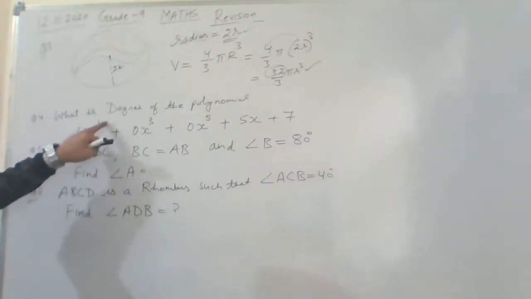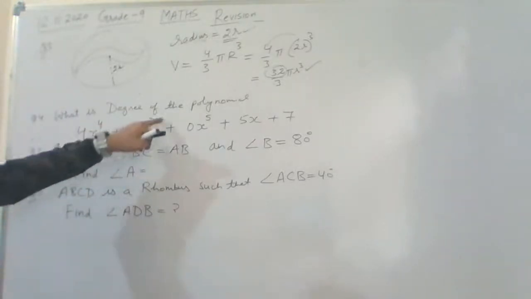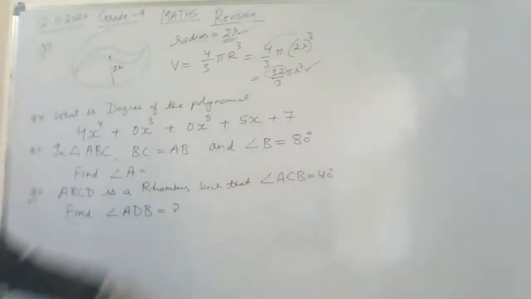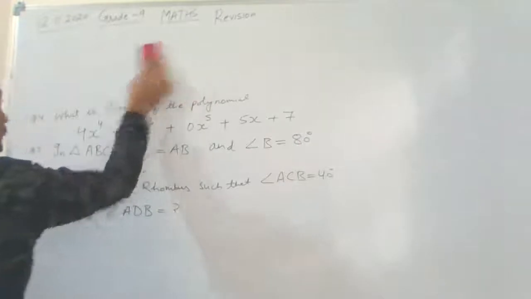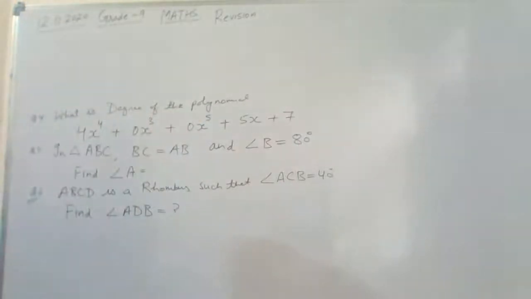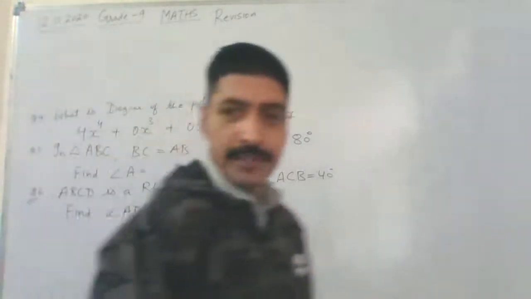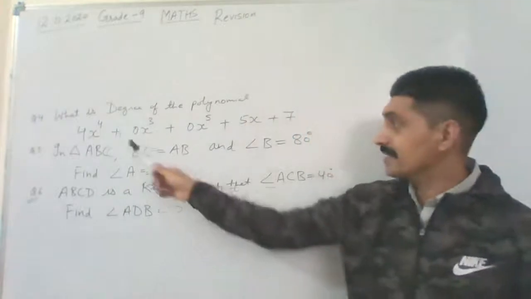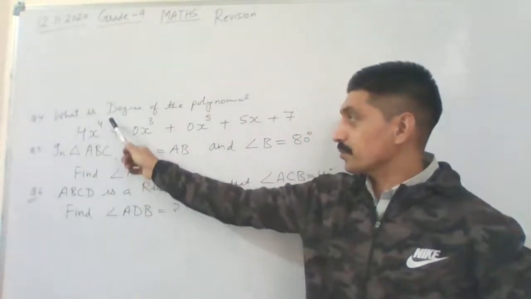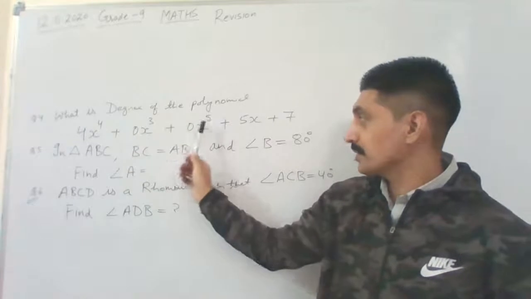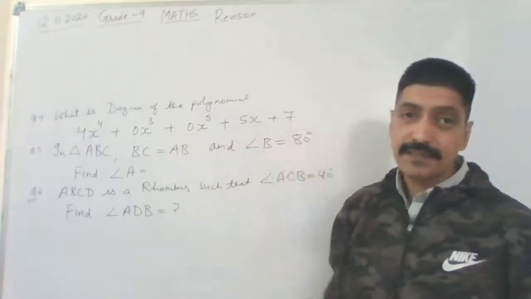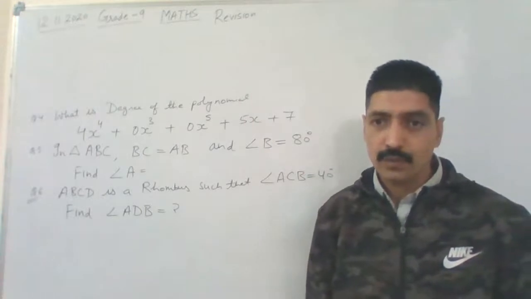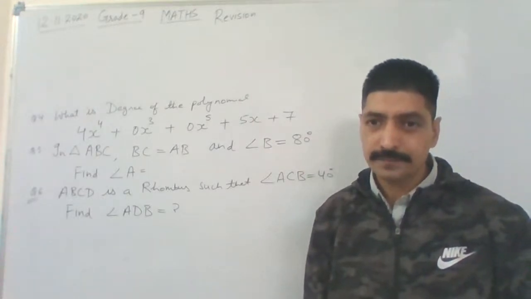Polynomial here is 4x raised to power 4 plus 0x cube plus 0x^5 plus 5x plus 7. Yes, what is the degree of the polynomial? Polynomial is 4x raised to power 4 plus 0x cube plus 0x^5 plus 5x plus 7. What is the degree of the polynomial?